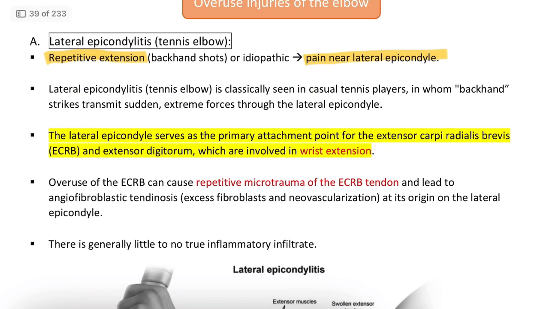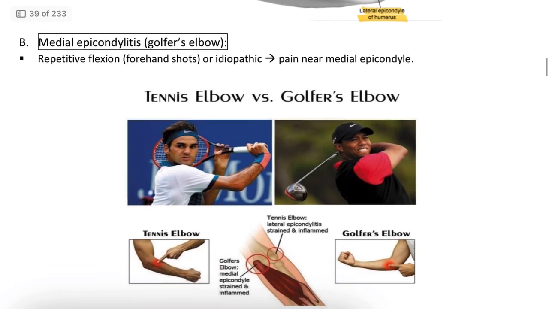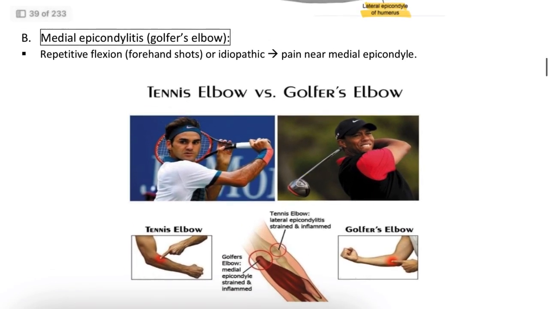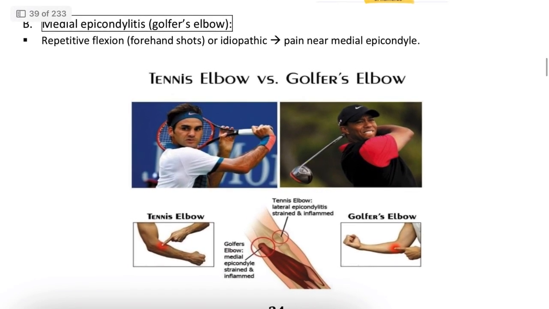We already discussed all of this. Now the next one, medial epicondylitis, also known as golfer's elbow. What are the causes? It's repetitive flexion or forehand shots, or idiopathic pain near the medial epicondyle. This happens due to repetitive flexion of the wrist, like when doing forehand shots or swinging a golf club. It can also be idiopathic.